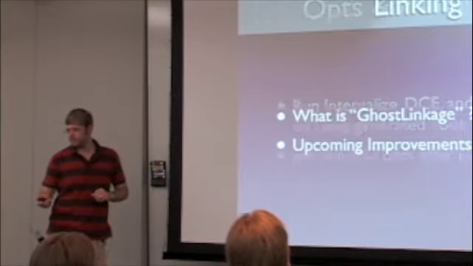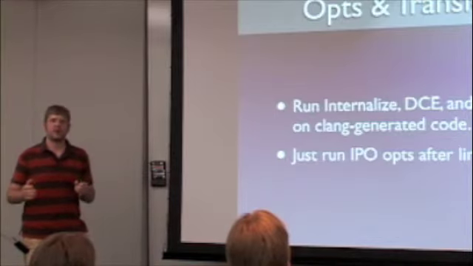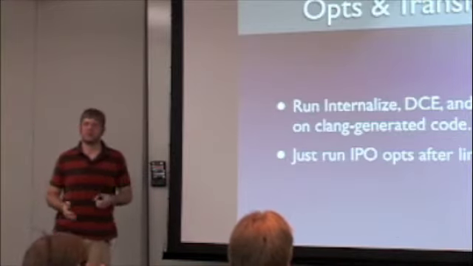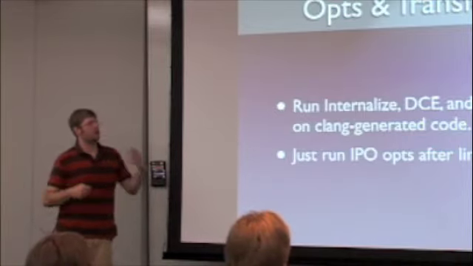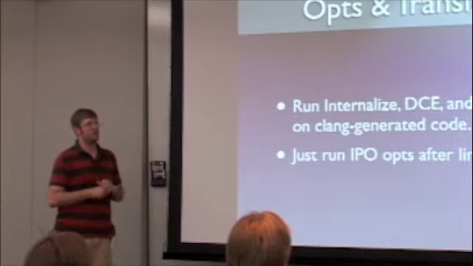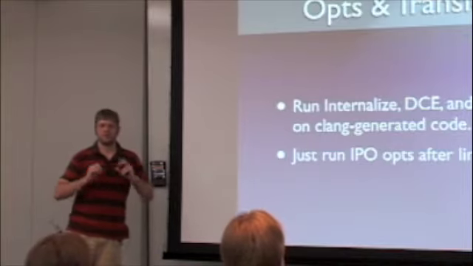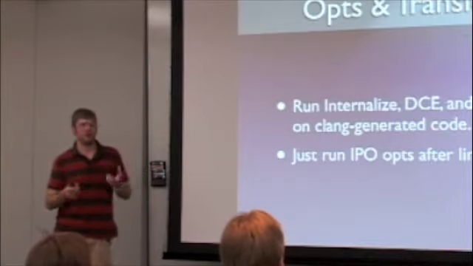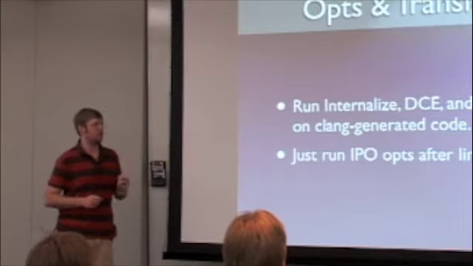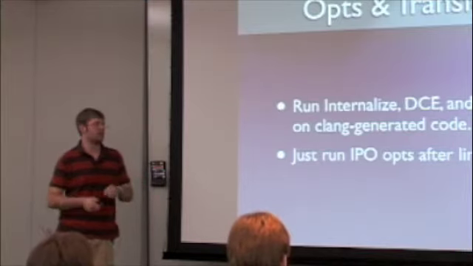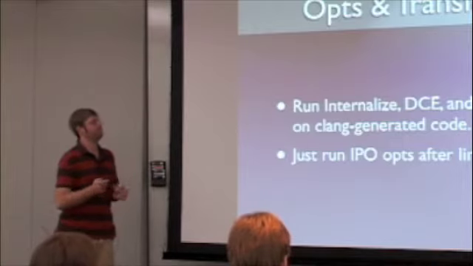So what do we do with our transformations? Well, again, we can take advantage of the fact that we probably don't need to optimize the runtime library that we're loading, since we probably optimized it when it was built. So here we can run internalize, dead code elimination, and inst combine just on the code that we generated from Clang, and optimize that before we hand it off to the linker, so that we're just running our optimizations on a tiny little chunk of code, and we just assume that the runtime library was already linked. And the only things we have to run after link then are anything that would do IPO.